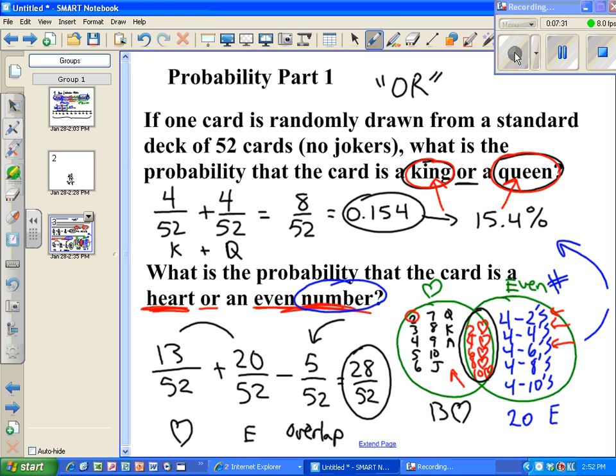So, once again, the first problem we had, we call that mutually exclusive events, meaning a king and a queen have no overlap. They are one or the other. Down here, it's not that way. There's a little bit of gray area because we have some cards that could count in both groups.